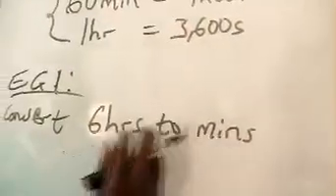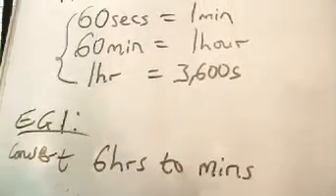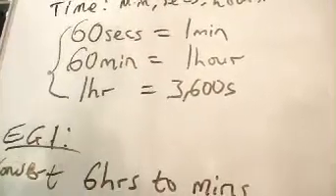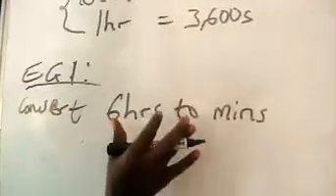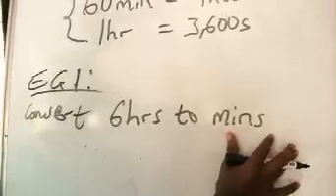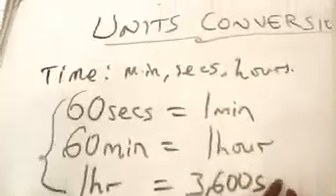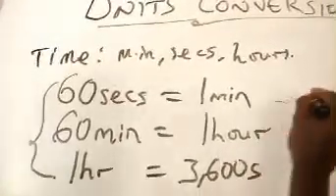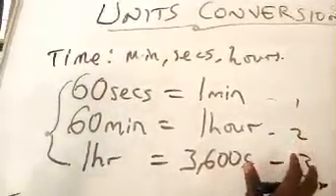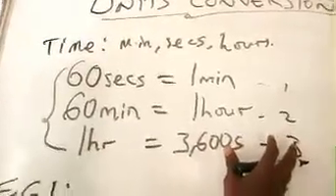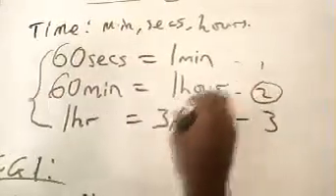Whenever you're faced with a challenge like this, you're converting from something to something, you have to use a conversion factor that relates both of them. So if you are converting from hours to minutes, you have to use a conversion factor that relates hours to minutes. Let's go back to the conversion factors. Which of them relates hours to minutes? You could pause the video to think about it. Of course, it's the second one. 60 minutes is 1 hour.